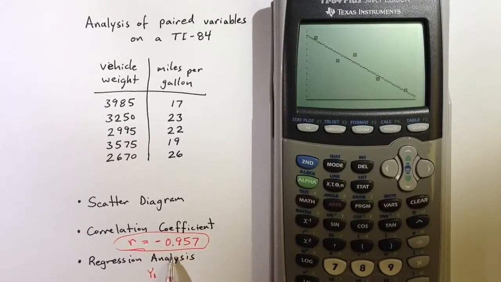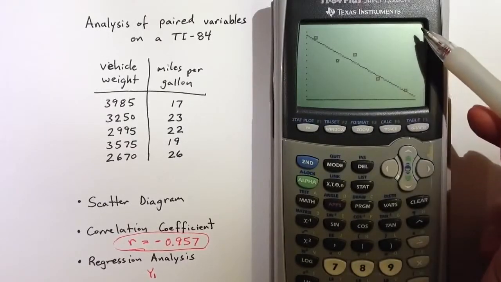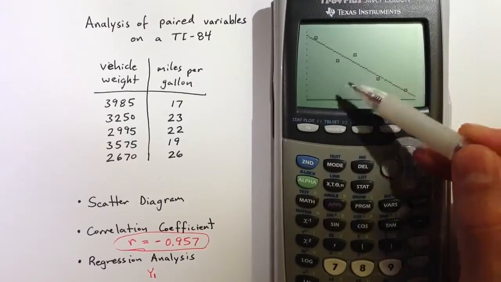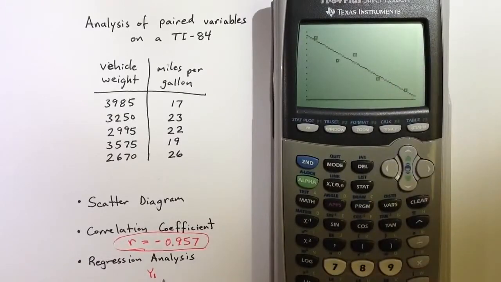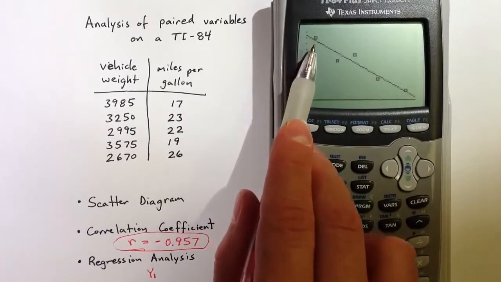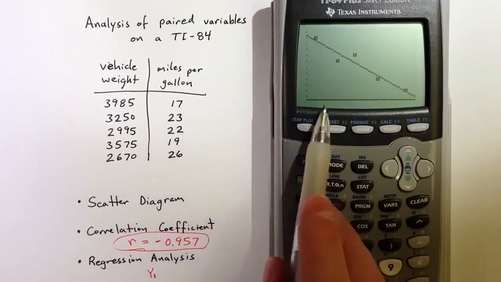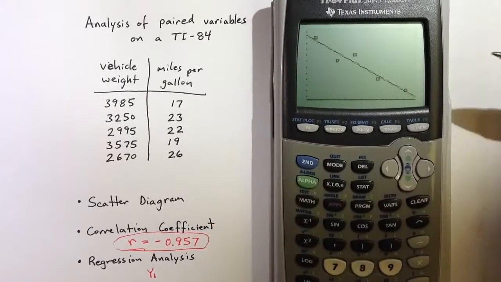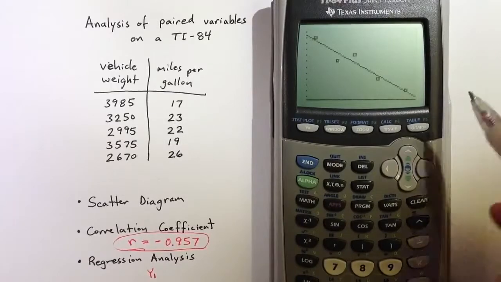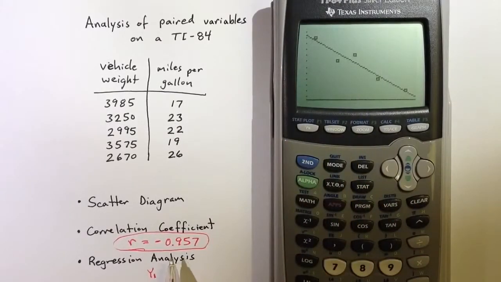Values that are close to +1 would indicate a positive relationship between the data values that is close to linear. And values that are close to -1, like this, negative 0.957 is pretty close to -1, and it indicates a relationship that's negative, that as the weight goes up, the miles per gallon go down. And we can see from that correlation coefficient that the relationship is pretty close to a linear relationship.